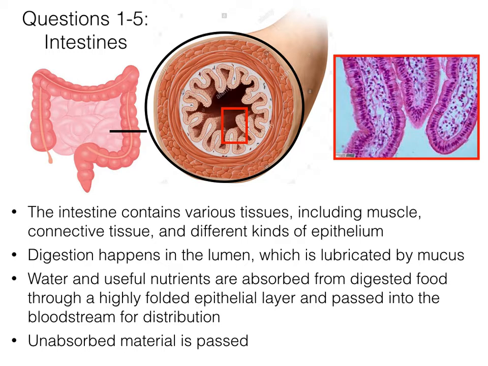So, like the kidneys, your intestines can take things out of the lumen and put them into the blood. But unlike the kidneys, nothing comes out of the blood and goes into the intestines. Okay, so digestion is happening in the lumen, which is lubricated by mucus, which is secreted by the epithelial layer. And then water and useful nutrients are absorbed from the lumen through the epithelial tissue into the bloodstream.